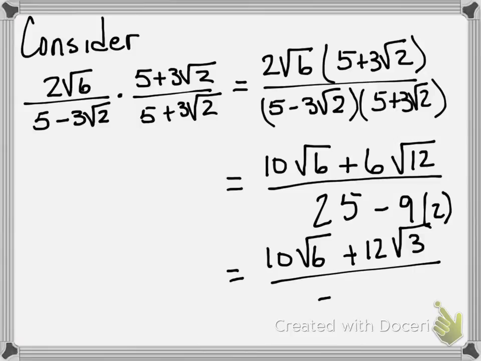25 minus 18 is a positive number, and that gives you, what is it, 7? Alright, that would give you 7. Alright, this is what you end up with. Notice that there is no radical at the bottom of this.